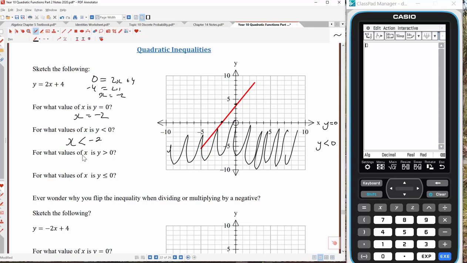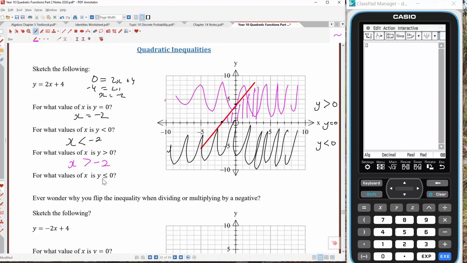For what values of x is y greater than 0? So this portion of the Cartesian plane here is when y is greater than 0. It's all of these values here. Again, if you look at all of these y values here, 1, 2, 3, 4, 5, these are all positive numbers. And for any value of x larger than negative 2, what you're going to get is a y value larger than 0. So it's for all the values of x larger than negative 2.